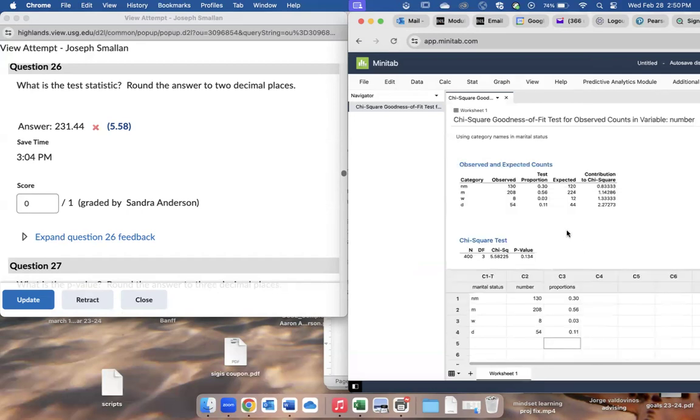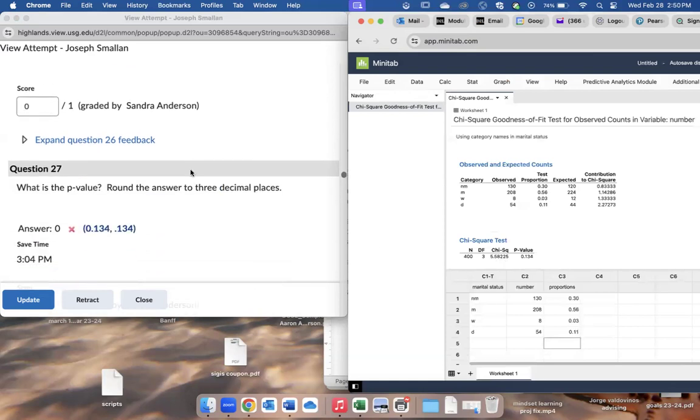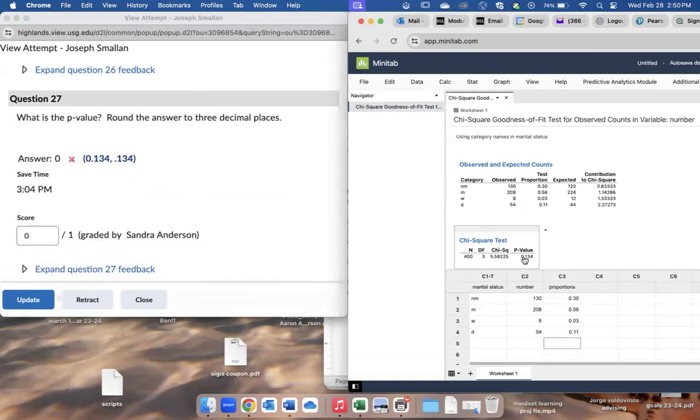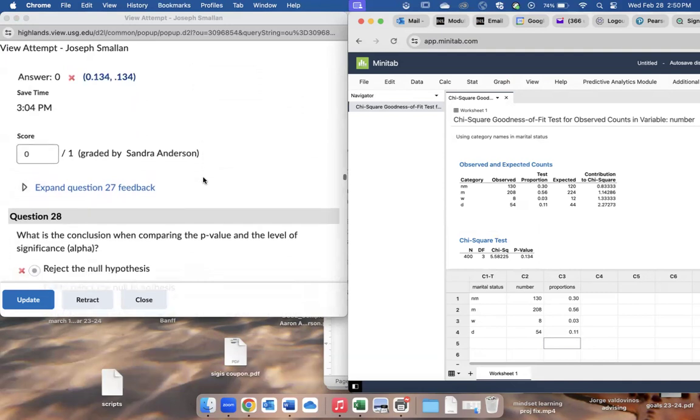And here we go. So your test statistic is 5.58 rounded to 2 decimals, and the p-value is 0.134.